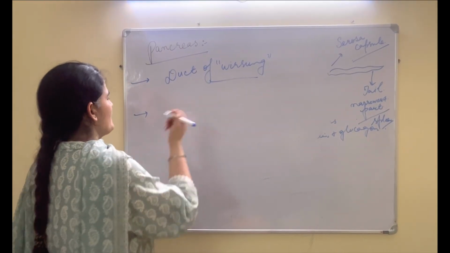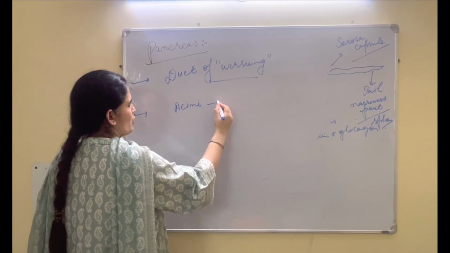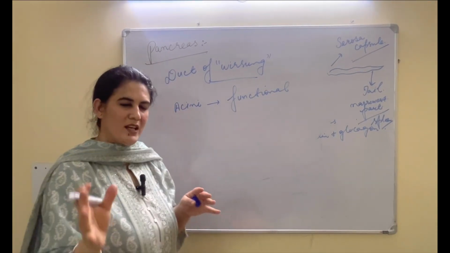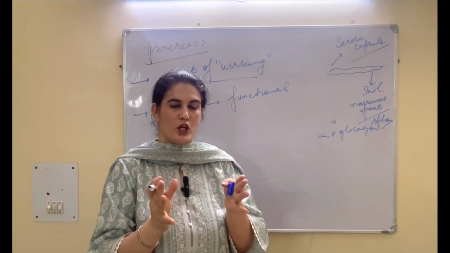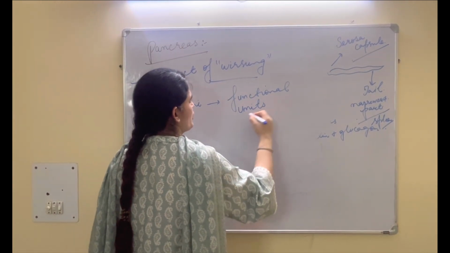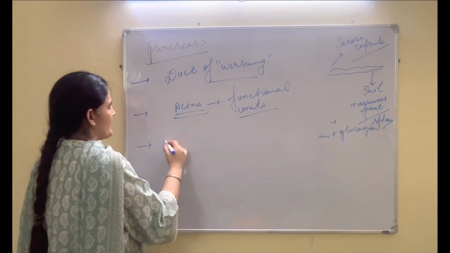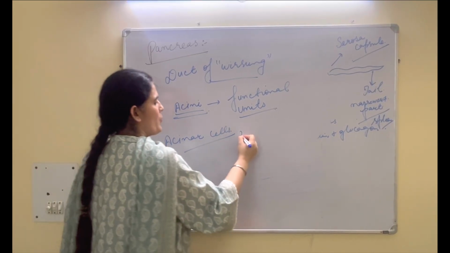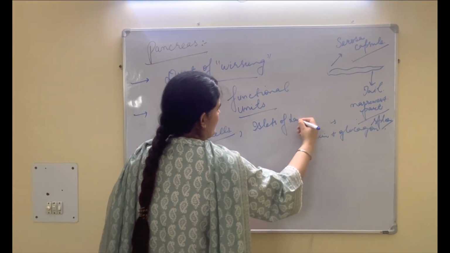And next, the pancreas contains cells which are known as the acini. The functional unit of the pancreas, this is also important. The pancreas is made up of a group of cells known as the acinar cells, and these functional units are known as acini. So the functional unit of the pancreas is acini. Along with these acinar cells, we have other cells present here, which are known as the islets of Langerhans.